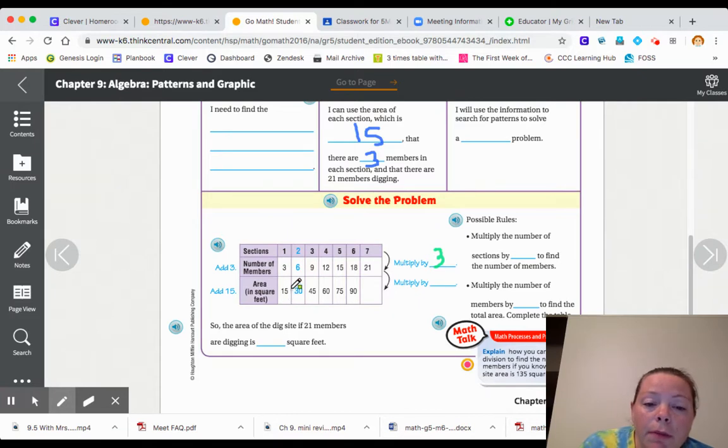I multiplied by 5. 6 to 30, multiplied by 5. 9 to 45, multiplied by 5. So I can take a look here. If I have 7 sections, that means I have 21 members. And now I need to figure out the area in square feet. So I need to multiply 21 times 5. And I can go ahead and I'm going to have 105 square feet.